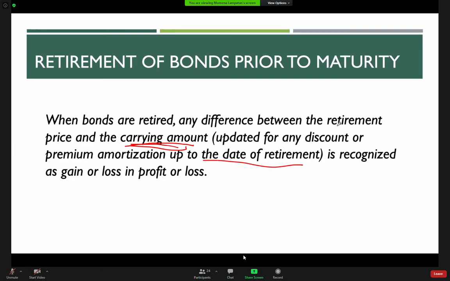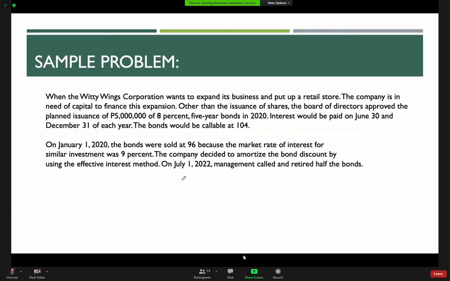Okay? But if your debt is larger than what you paid, meaning your outstanding balance is, for example, 1 million, but you only paid 900, the difference will be recognized as a gain. Okay, so both gain or loss on retirement will be reported in the statement of profit or loss, or our income statement. Sige, let's continue the example problem.